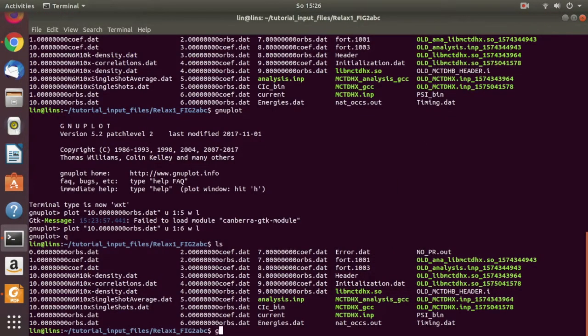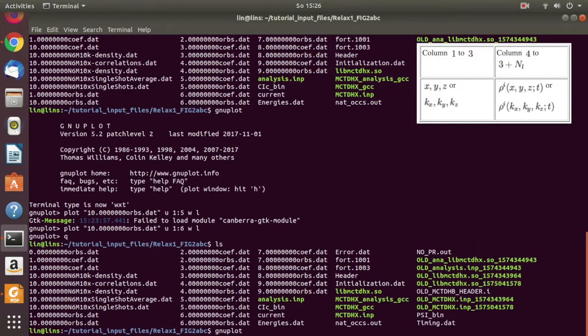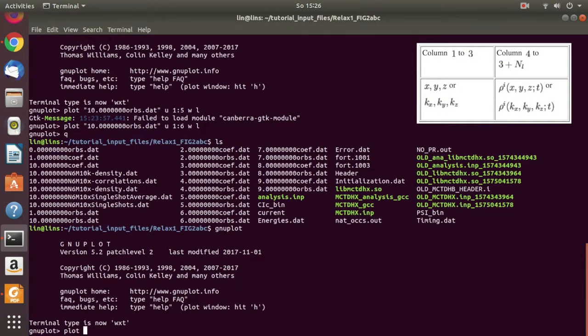But there is one caveat, which is that in the x-density files and k-density files, the result is shown as n times the density distribution, where n is the number of particles. So in order to compare the x-density files and the orbs.dat files, we need to divide the result in the x-density files by the number of particles.